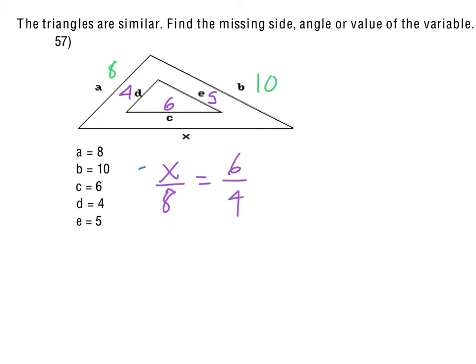Some people like to cross multiply. I would just say multiply both sides of the equation by 8. That gives us x equals, and depending on how you want to figure this out, 6 times 8 is 48 divided by 4, so x is 12. And like I said, notice that's twice as big as the 6. So kind of easy numbers the way that one worked out, but that's how we would do that.